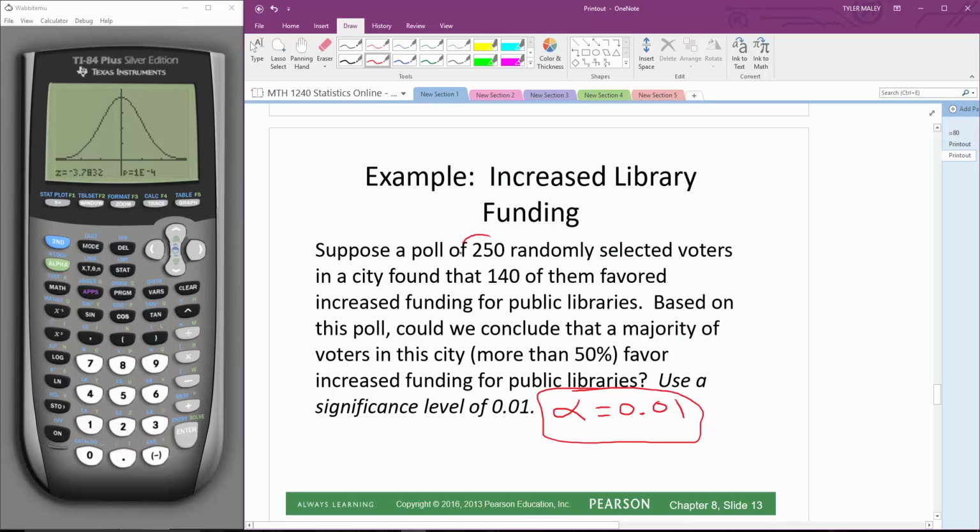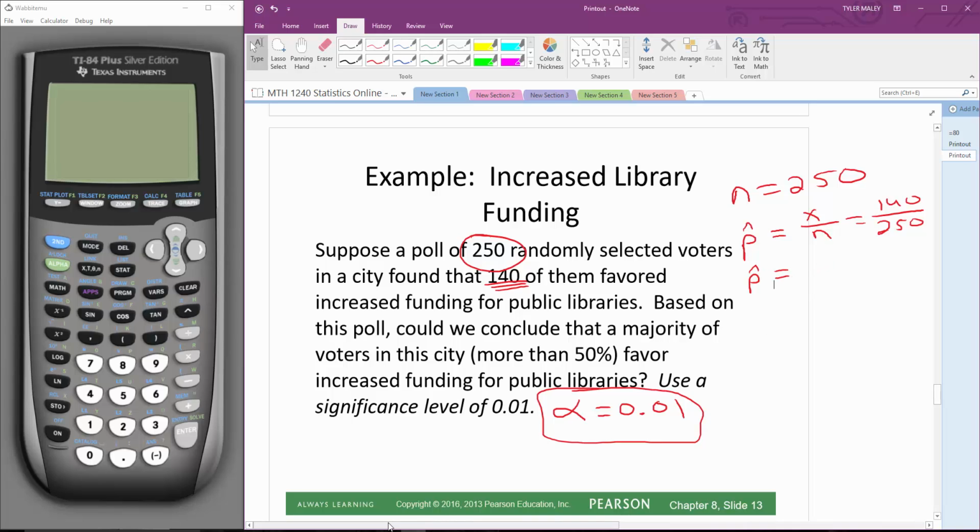So we have a poll of 250 randomly selected voters, so that's my n value, 250. Then p hat is equal to x over n. Excuse me, I said p naught, but I mean p hat. We found 140 of them favored increased funding for public libraries, so p hat would be equal to 140 out of 250. So 140 divided by 250 is 0.56.